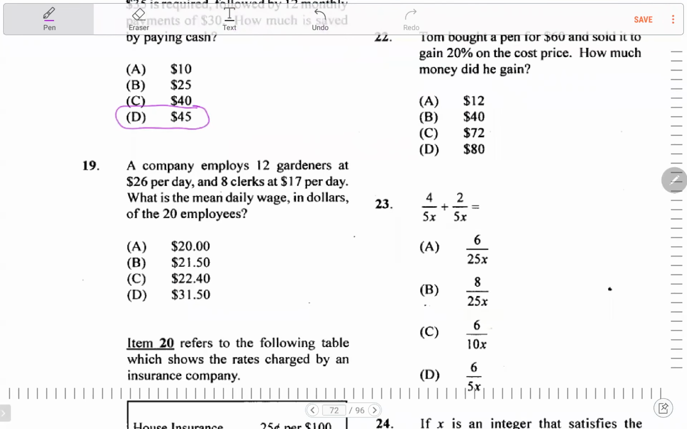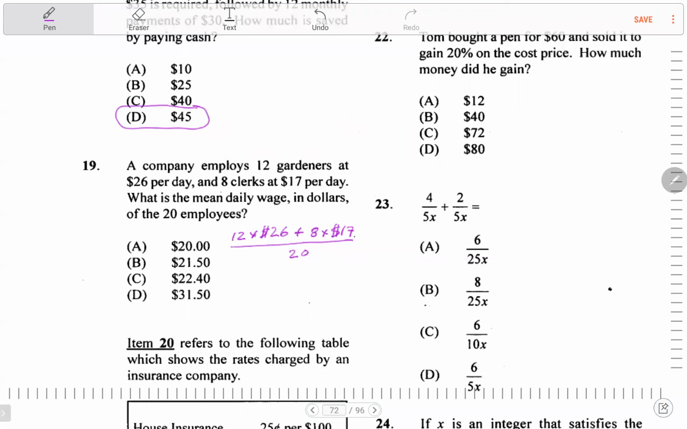The company employs 12 gardeners at $26 per day and 8 clerks at $17 per day. What is the mean daily wage for the 20? So it's a weighted average thing, right? There are 20 of them. So it will be 12 times $26 plus 8 times $17, and it's 20 workers. So that's the total pay of all the workers, dividing that by 20.